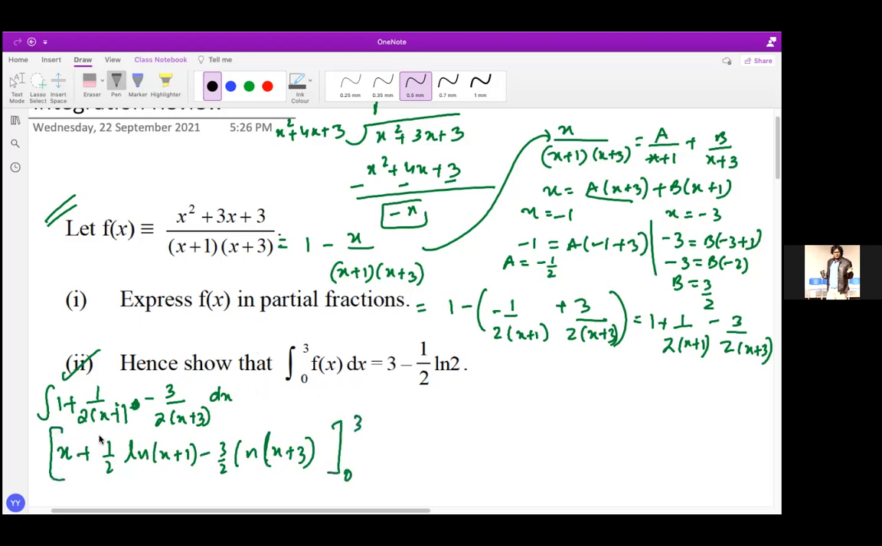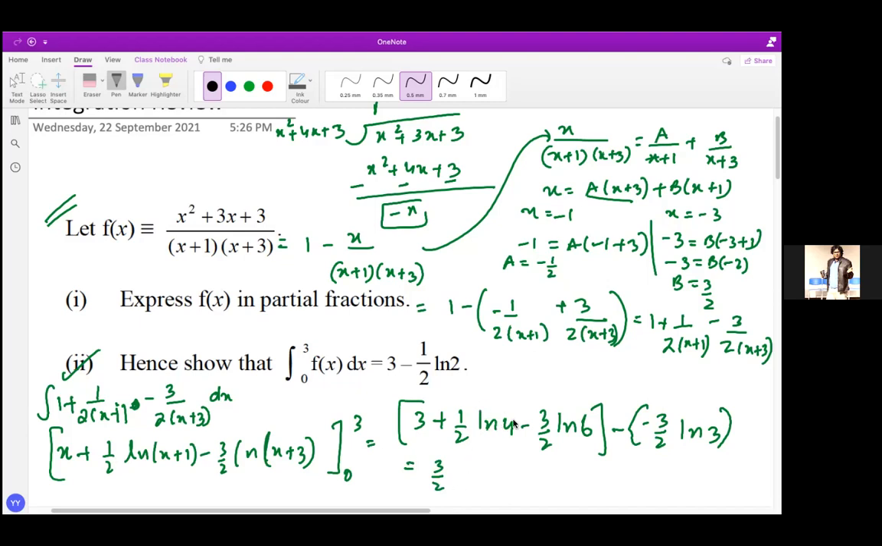You plug in 3 here, so you get 3 plus half ln 4 minus 3 by 2 ln 6, since 3 plus 3 is 6. So that's your one part. Now you put x as 0. So minus 0 will be 0, half ln 1, which is again 0. And this will be minus 3 by 2 ln 3. So minus of minus 3 by 2 ln 3, that's the value of this expression. So this becomes plus actually. So it'll become plus 3 by 2 ln 3. So you get the answer as 3 plus half ln 4.